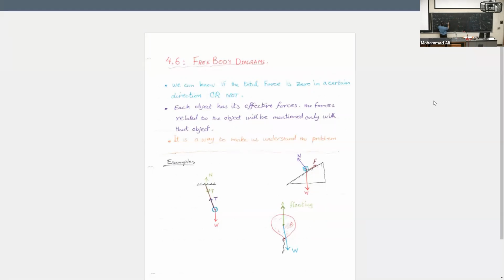Tension is 50. Cosine 60 is 1/2, minus F applied. Then 25 minus F applied is equal to 0. Then we can move F applied to the opposite side, which is equal to 25 newtons. Now, the applied force due to the wind is 25 newtons.